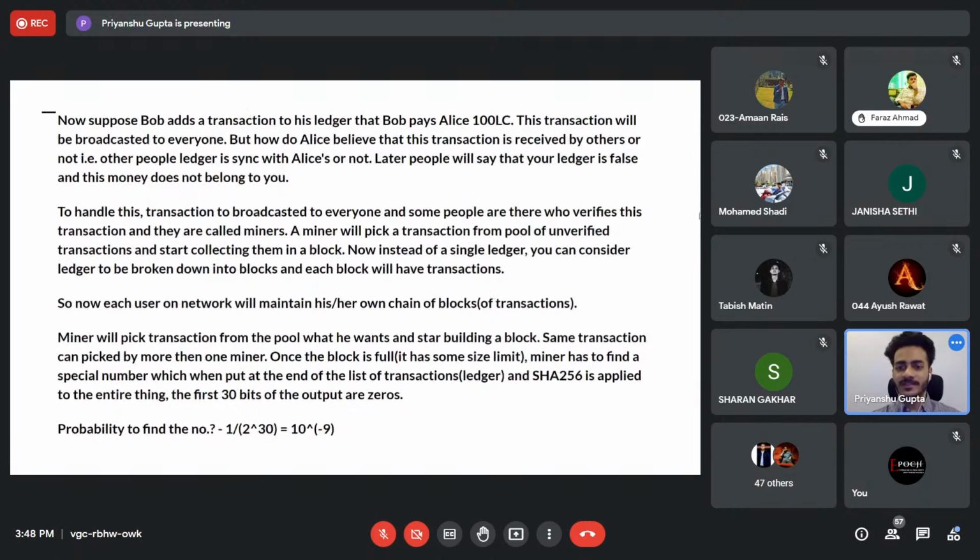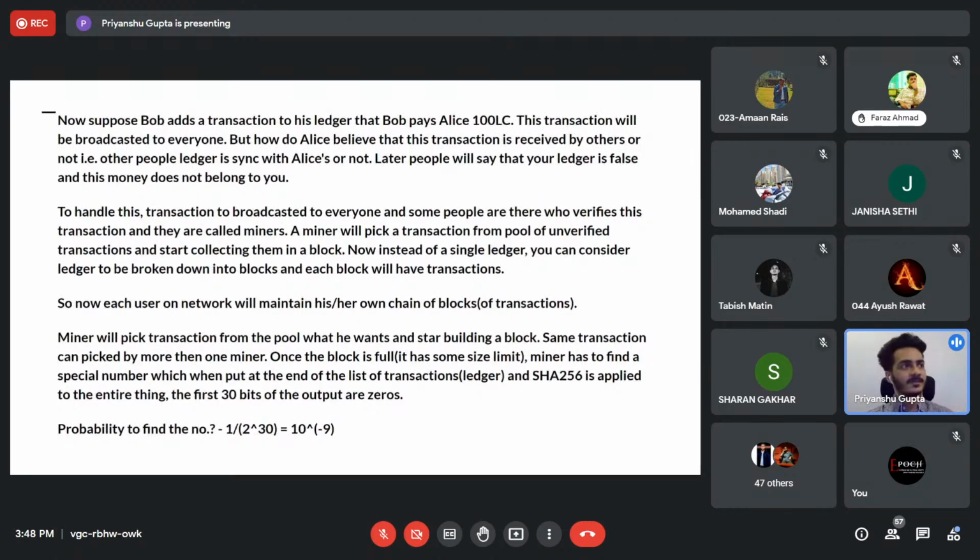Suppose this is Bob's computer and this is Alice's computer. This is Bob, this is Alice. Suppose he's adding one transaction to his ledger or on his local replica, that transaction will be broadcasted to everyone, to Alice also, to this also, to this also, to every node that is live right now. So it will be broadcasted to everyone.